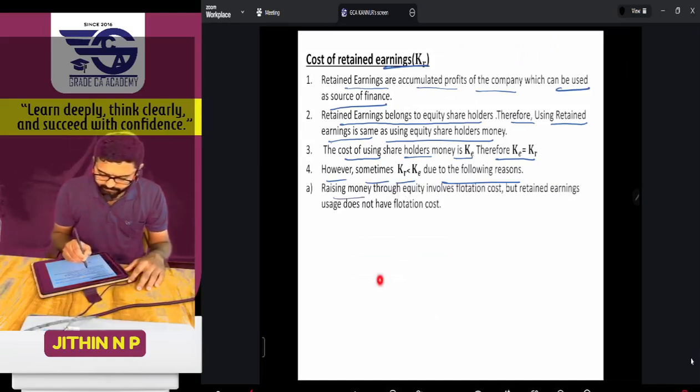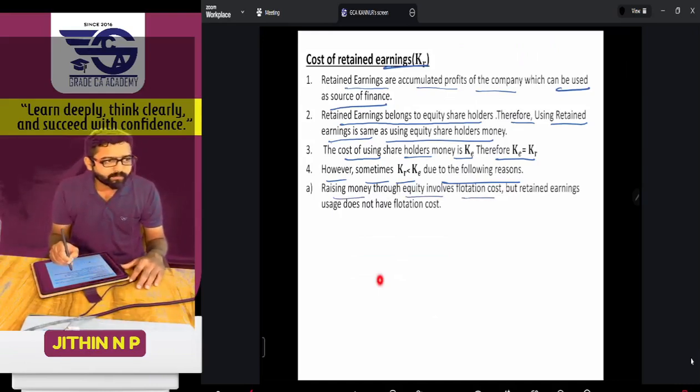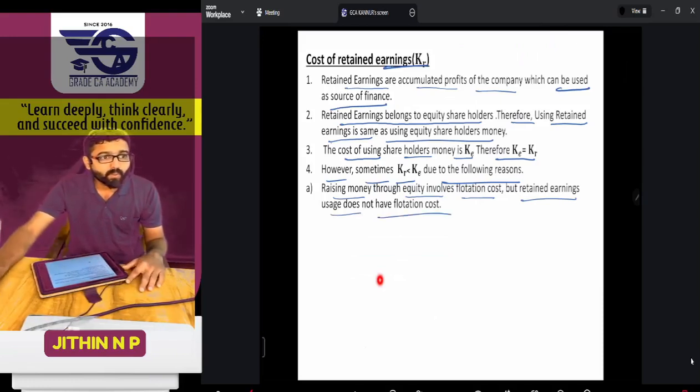Raising money through equity shares involves flotation cost. But retained earnings usage does not have flotation cost. There is no cost of issue for using retained earnings.